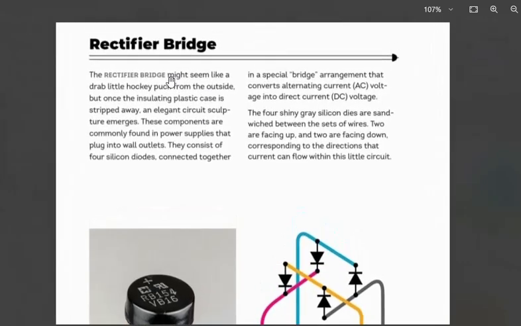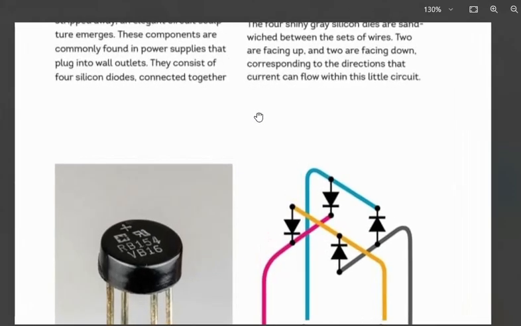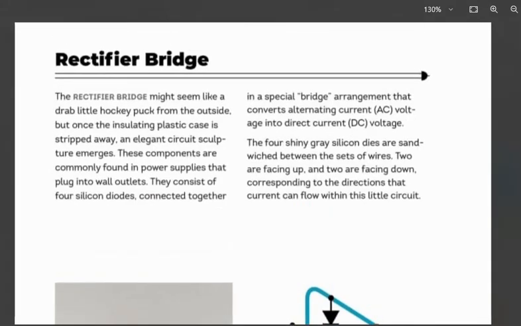So our next component is the rectifier bridge. Rectifier bridge. What it does, rectifier bridges are used to convert alternating current voltage into a direct current voltage. This process is essential for powering electronic devices that require a steady, unidirectional flow of electricity. And if I talk about how it works, a rectifier bridge consists of 4 diodes arranged in a specific configuration.